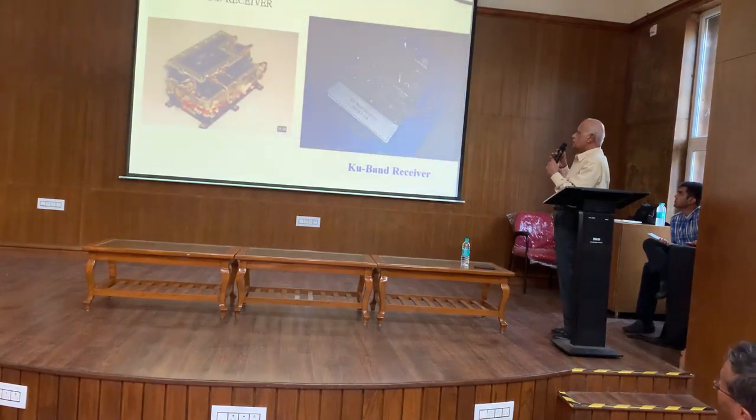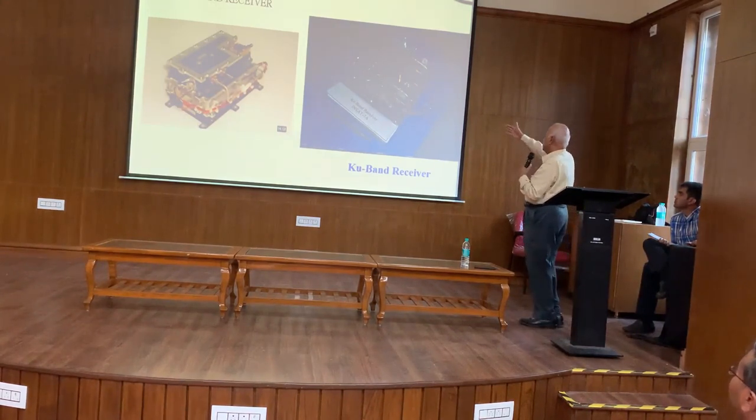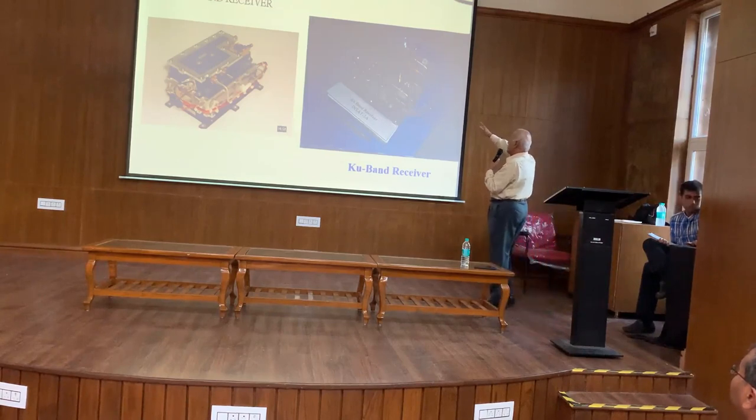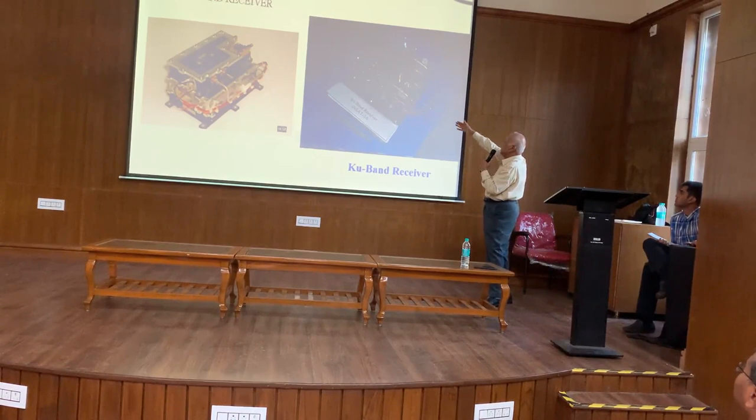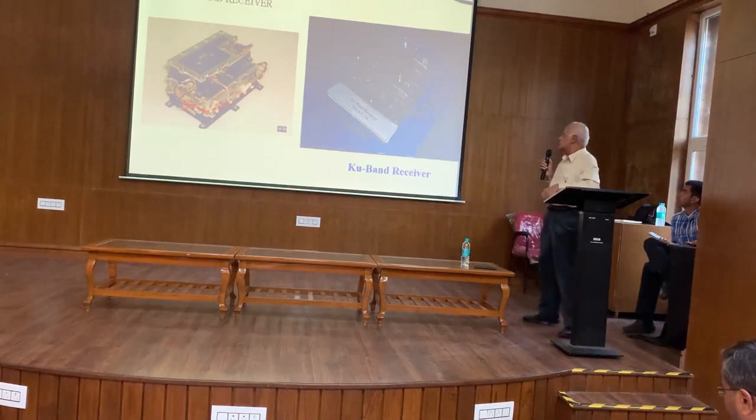The payload subsystem: a C-band receiver onboard the satellite will look like this. The clarity of the picture is not good. It is a K-band receiver, just like the C-band one. The picture quality is not so good. Next.